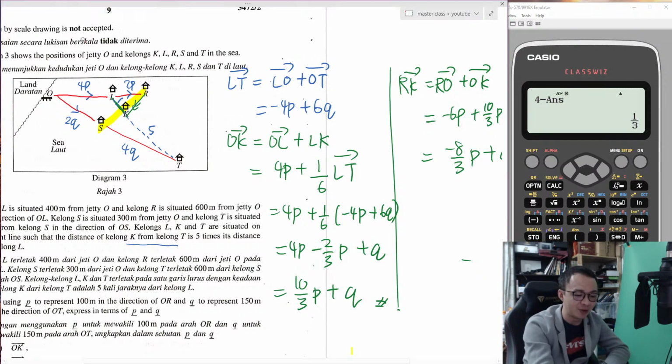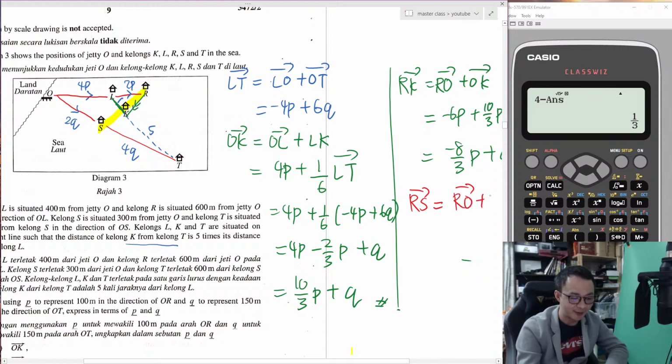Okay, so right now I want to prove collinearity, so I kind of need to use the lambda thingy. I have the RK. I just want to find one more, which is maybe SR here, or RS. Because R to K, I prefer in the same direction, so I said RS. Okay, I want to find RS. RS is RO plus OS. So R to O is negative 6p. O to S will be 2q.